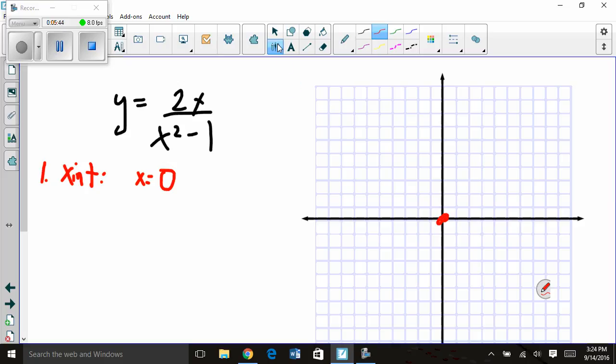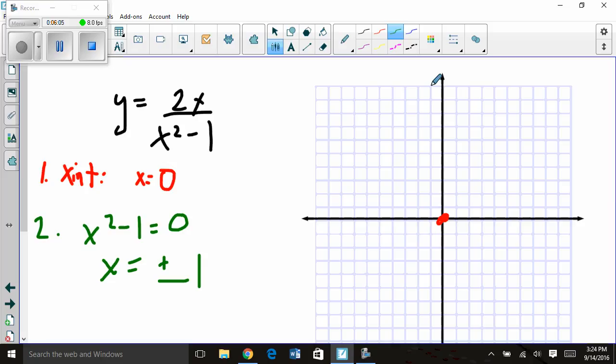Next, the step says find the vertical asymptotes. We do that by seeing when the bottom is 0. We take our x squared minus 1. We just did one like this, and that is going to be 0 when x is positive or negative 1. So we're going to have two vertical asymptotes, here at negative 1 and here at positive 1.